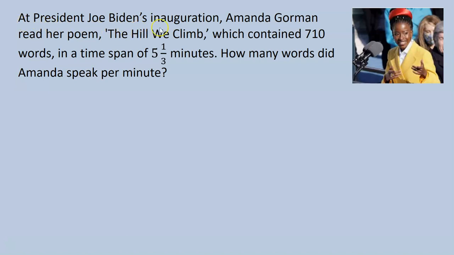At President Joe Biden's inauguration, Amanda Gorman read her poem, "The Hill We Climb," which contained 710 words and a time span of 5 1/3 minutes. How many words did Amanda speak per minute?